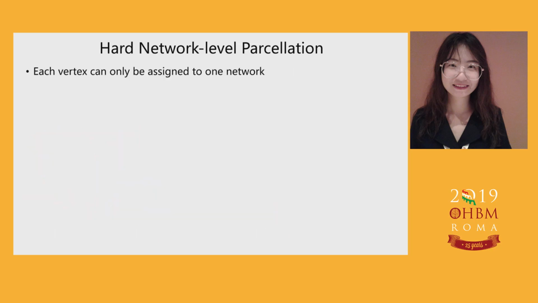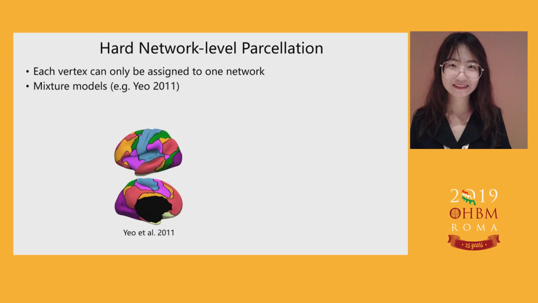These network level parcellations can be grouped into two categories. The first category is hard parcellation. For hard parcellation, each vertex can only be assigned to one network. Mixture model is one of the common approaches people can apply to estimate hard network level parcellations. For example, here I'm showing the 7 network parcellation from Yeo 2011. Different colors represent different networks, and we can see that the networks are not overlapping with each other because each vertex is only allowed to be assigned to one network.